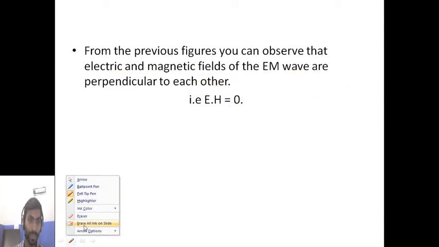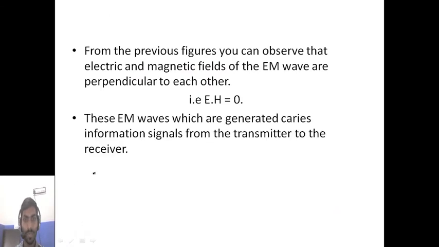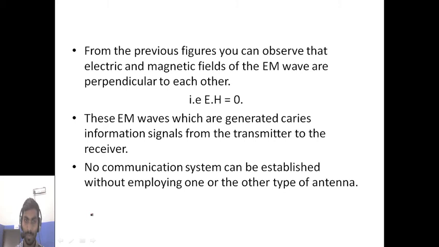Going forward, these EM waves are generated carriers of information signals. The word "of" is missing here; if you go through the presentation, you need to add it, or I will correct it. These EM waves carry the information signals from the transmitter to the receiver. Your transmitter will be an antenna, and your receiver is going to be an antenna with matched impedance. Impedance matching is a must. No communication system can be established without employing one type of antenna or another.